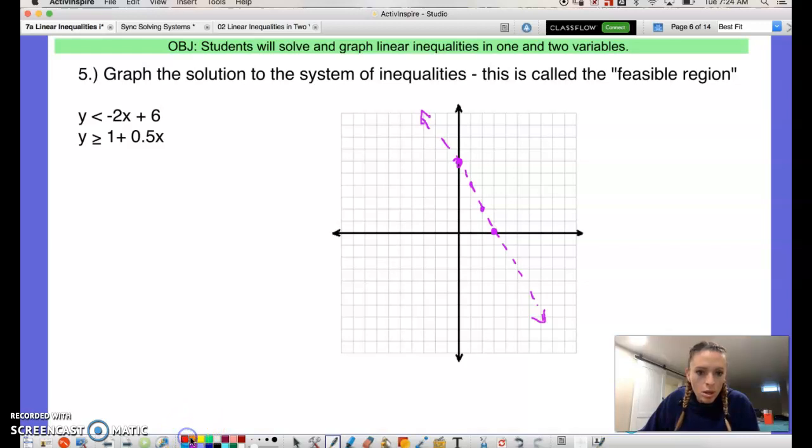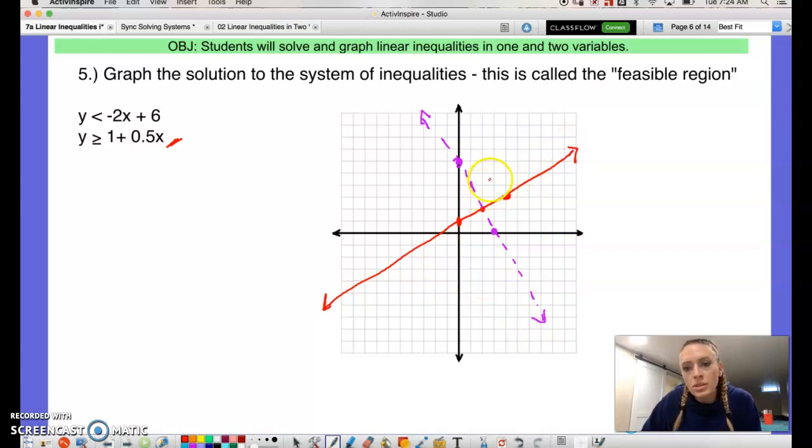So then let's do this guy here. So we'll go up 1, and we've got a slope of a half. So up 1 over 2, up 1 over 2. And this guy is going to be a solid line. It's really hard to draw, guys. Okay, and we have that there.